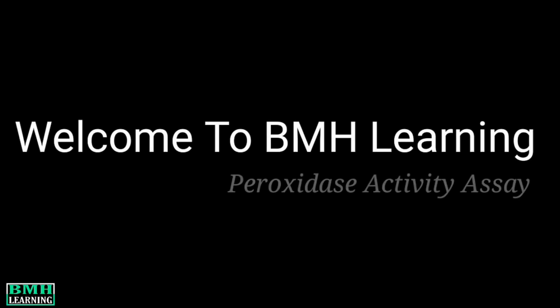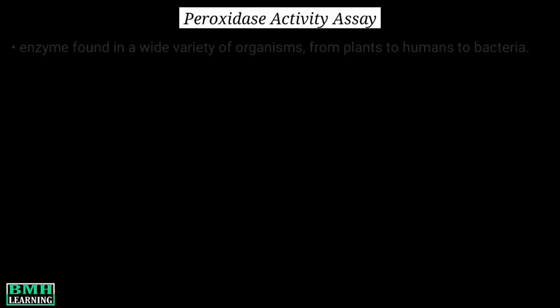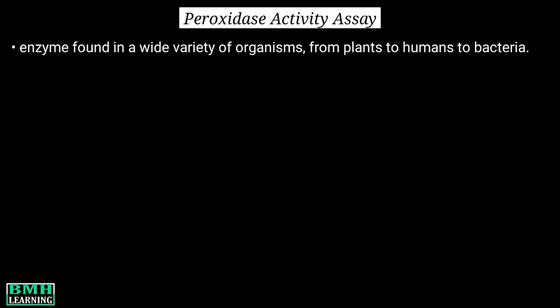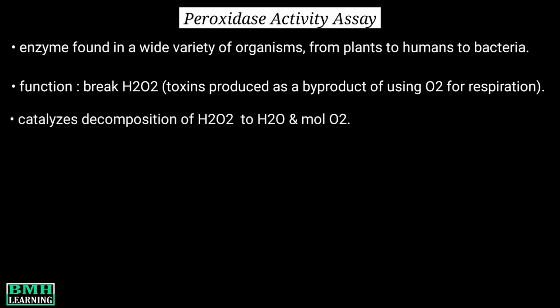This video is about peroxidase activity assay. Peroxidase is an enzyme found in a wide variety of organisms, from plants to humans to bacteria. Its function is to break down hydrogen peroxide, which is one of the toxins produced as a byproduct of using oxygen for respiration. The enzyme basically catalyzes the decomposition of hydrogen peroxide into water and molecular oxygen.